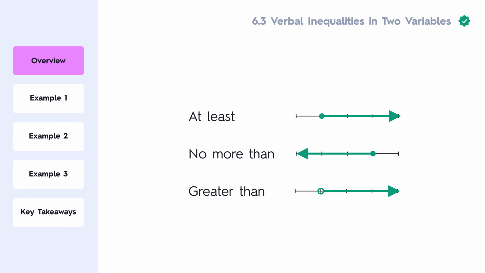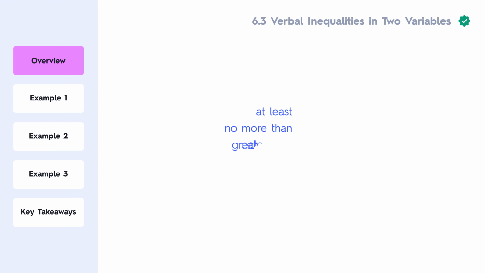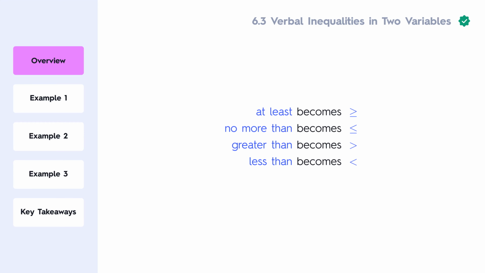This is why in this lesson we are going to talk about how to turn real-world phrases into inequalities with two variables and then graph them to find the solution region. Here's what we'll focus on. First, we need to translate the verbal phrases into inequalities, which means when we see phrases like at least, no more than, greater than, or less than, we can translate them into mathematical inequality symbols.